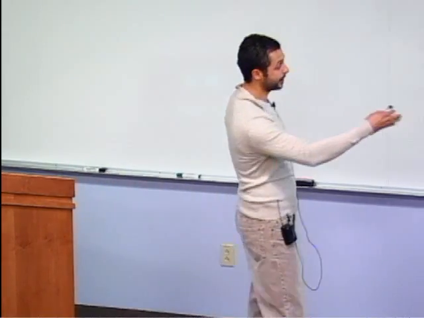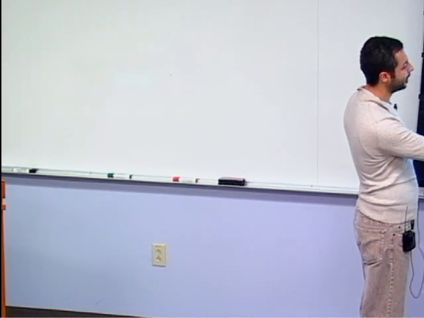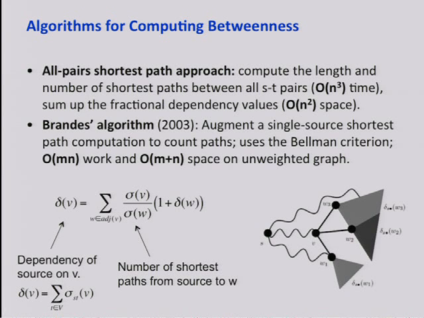So it's a backwards thing. If you think about it, in order to calculate the dependency of V, I should have calculated the dependency of all of its outgoing neighbors, all these W's here. So that's what we're going to do.